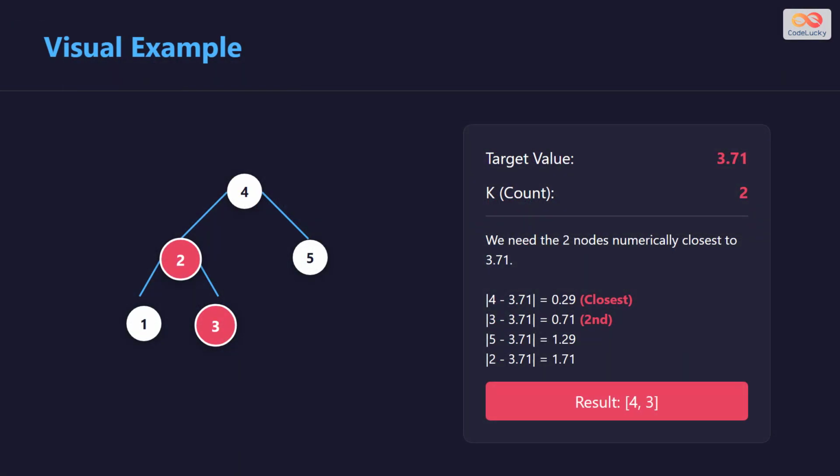Let's look at an example. Suppose our target is 3.71 and k is 2. We look at the tree and calculate the absolute difference between each node's value and the target. In this case, 4 and 3 are the closest nodes, so we return them.